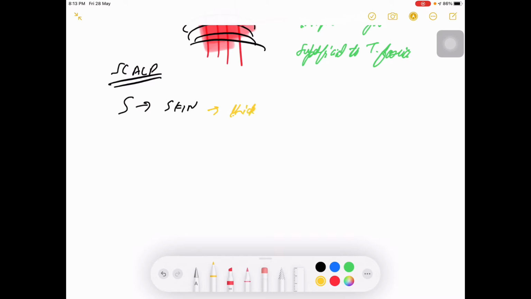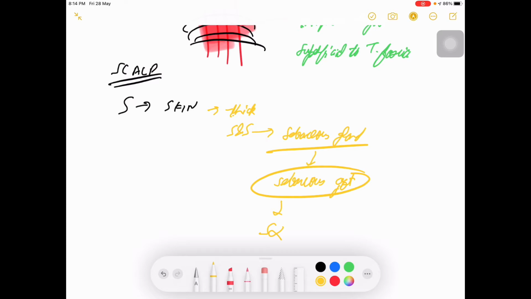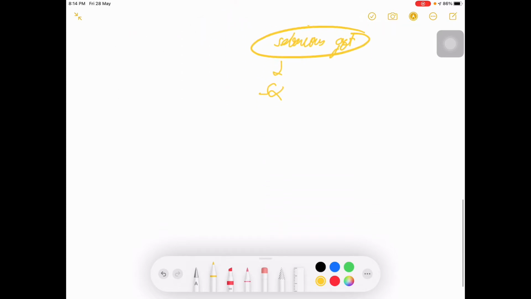Skin is thick, as you can touch your scalp and feel. Skin contains a lot of sweat and sebaceous glands. Since it has a lot of sebaceous glands, there is a huge risk of developing sebaceous cysts. What a sebaceous cyst is and all that you will study in surgery. I'm not going to cover that in this video.